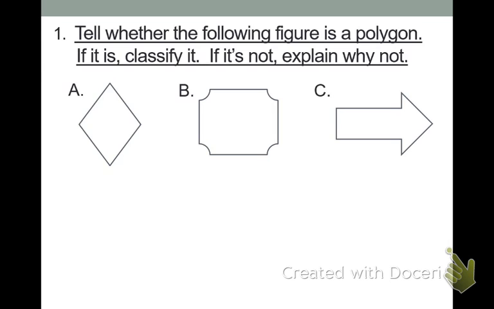All right, this is similar to what you're going to find on your homework tonight. This is asking us, tell whether or not the following figure is a polygon, and if it is, classify it. If it's not, explain why it's not. So let's look at the first one. JD, do you think A is a polygon? Yes, that is correct. Now it says if it is a polygon, classify why it is.